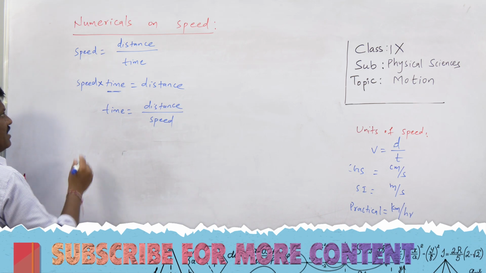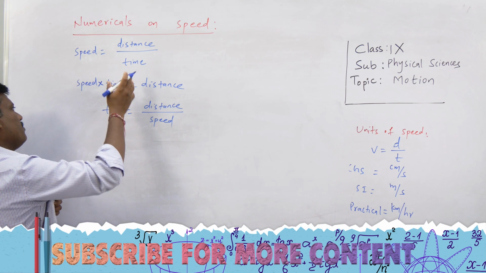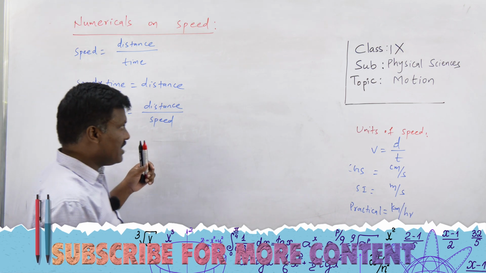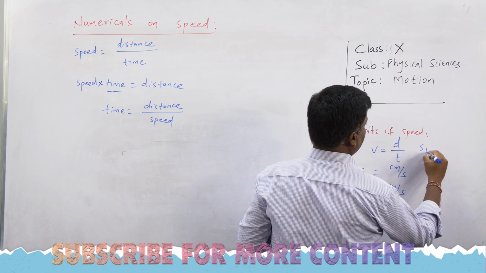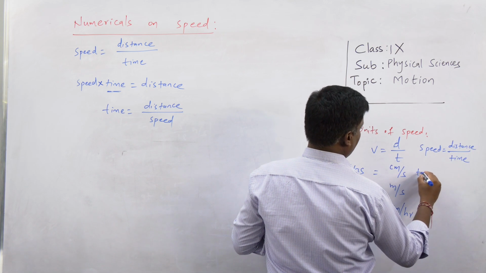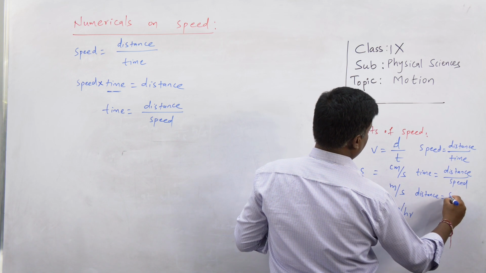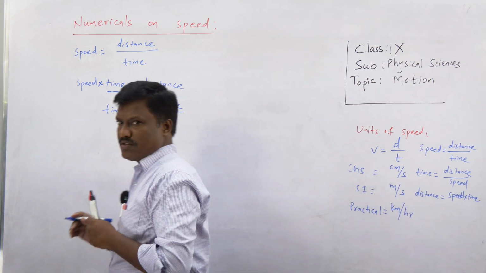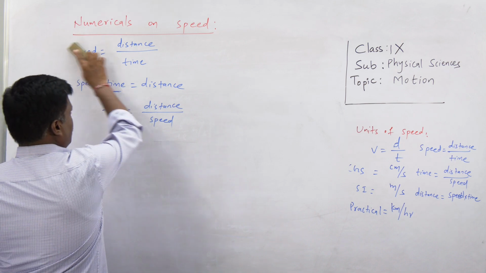Generally, these three formulas are actually only one formula, but we have written them in terms of each and every quantity. So these three formulas you have to remember. One: speed is equal to distance by time. Time is equal to distance by speed, and distance is equal to speed into time. Learn these three formulas to solve the problems. We'll discuss some problems now.